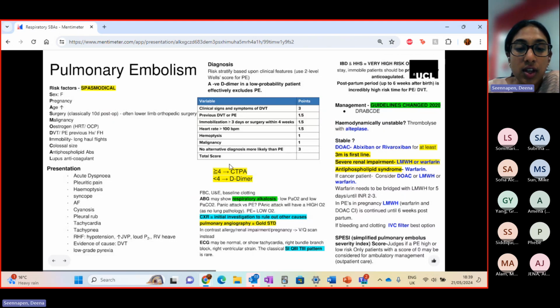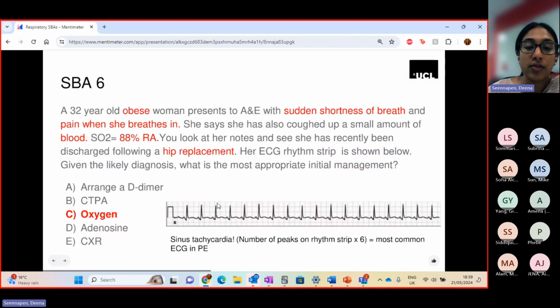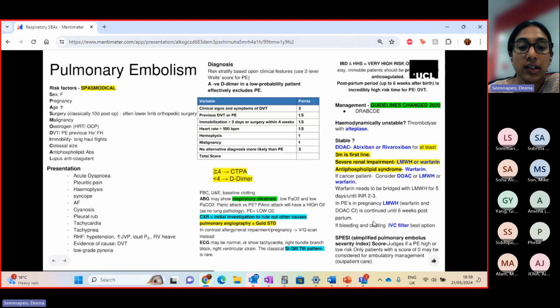The ECG, which is the other part of the question as well, has sinus tachycardia. This is actually the most likely ECG you're going to see with a PE, although in the textbooks you learn the S1, Q3, T3 pattern. It's actually really rare to see in real life, and it's more likely to be a sinus tachycardia.